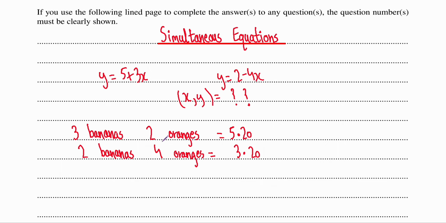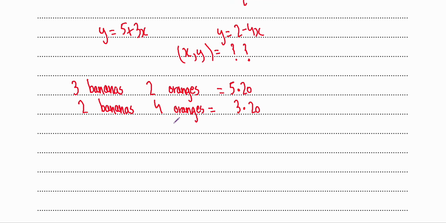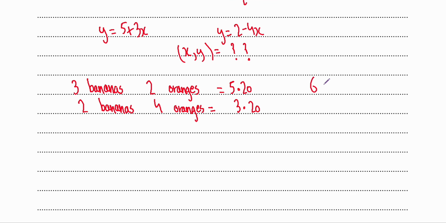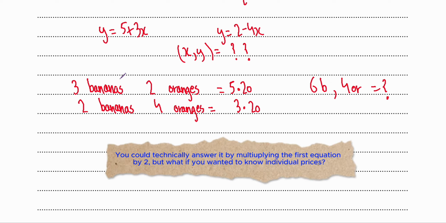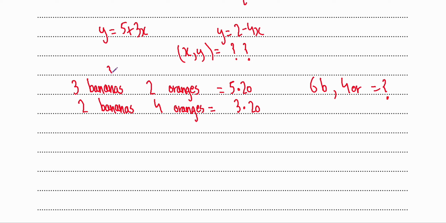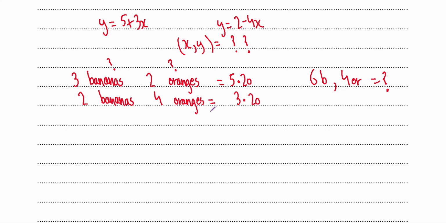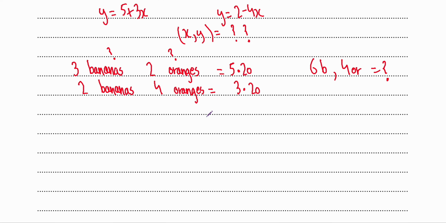pay for one orange? Well, how would you do that? Let's say now you wanted to buy six bananas and four oranges. How much would that cost you? Right now you can't really tell because you don't know how much these are worth individually. You don't know how much one banana is. You don't know how much one orange is. But you know if you bought three bananas and two oranges, you'd pay this much. And if you bought two bananas and four oranges, you'd pay this much. So how would you find out what each banana and each orange is actually worth?